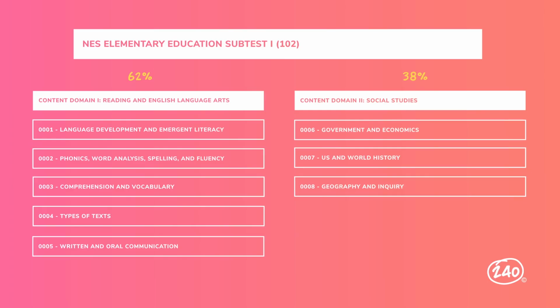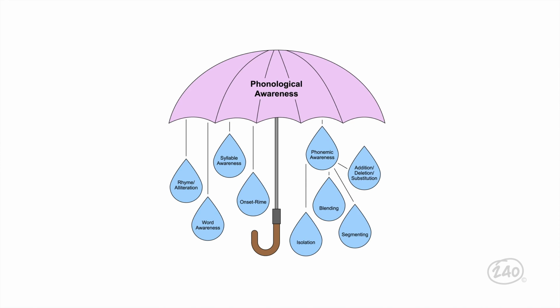We'll start with the biggest domain, reading and English language arts. The first competency is language development and emergent literacy. This competency covers how young students build oral language skills, as well as concepts of print and the alphabetic principle. One of the most important things to know is the difference between phonological and phonemic awareness. Phonemic awareness is essentially a subcategory of phonological awareness. Phonological awareness encompasses the ability to recognize individual phonemes, syllables, and words. Phonemic awareness is the ability to hear and use individual units of sound or phonemes.